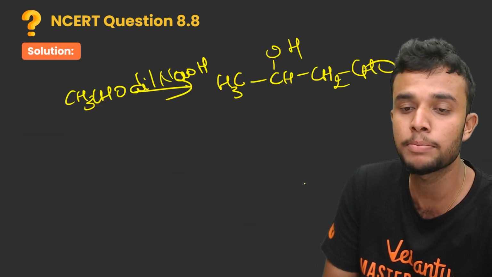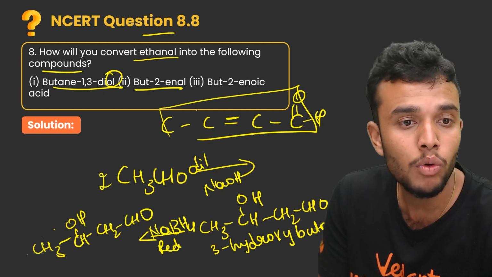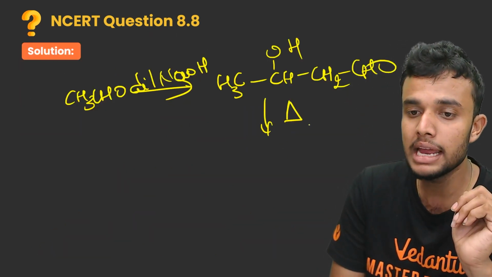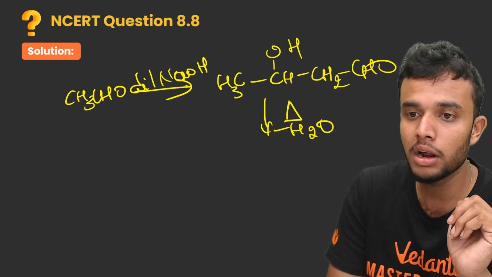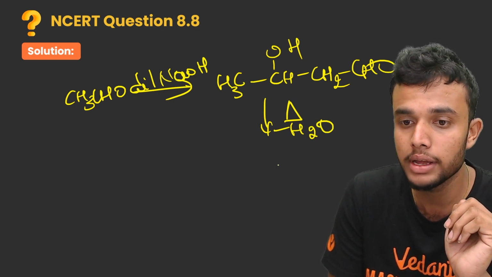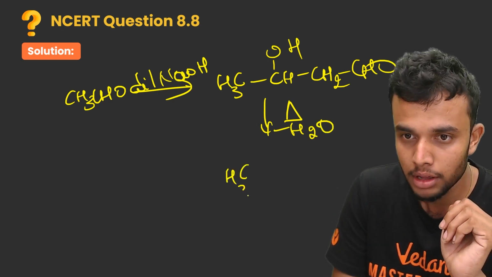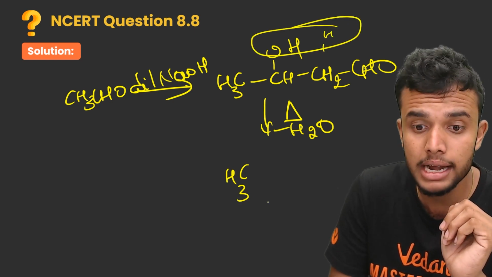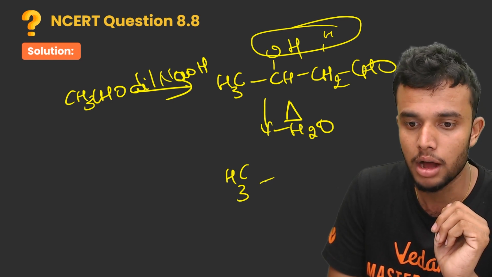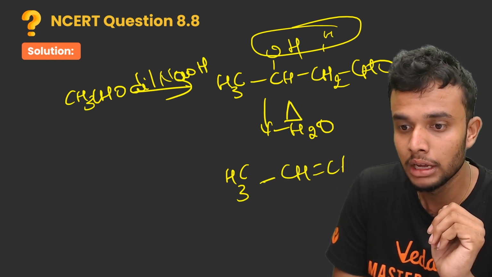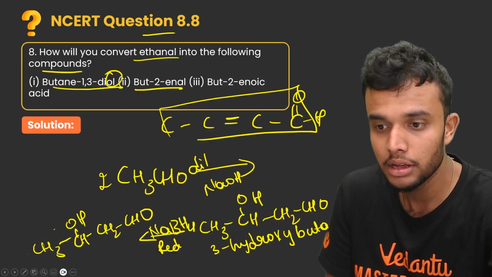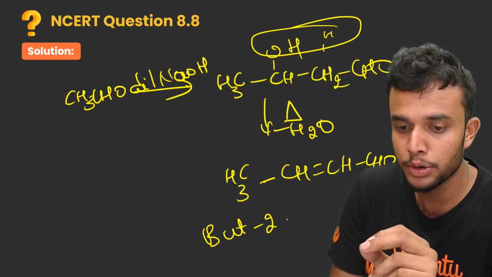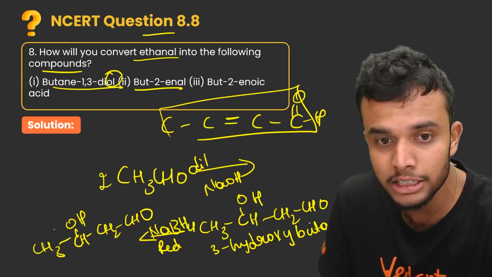Understood? Same step, students. But we need what compound? We need but-2-enal. For this, simply heat the compound to remove a water molecule. What happened? Here H2O molecule gets eliminated, one H and one OH. This is eliminated and forms the compound CH3CH double bond CHCHO. Understood? But-2-en, what is the final name? But-2-enal. Understood, students? Let's move on to the next one.